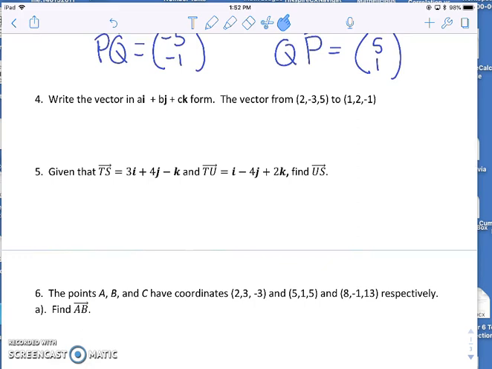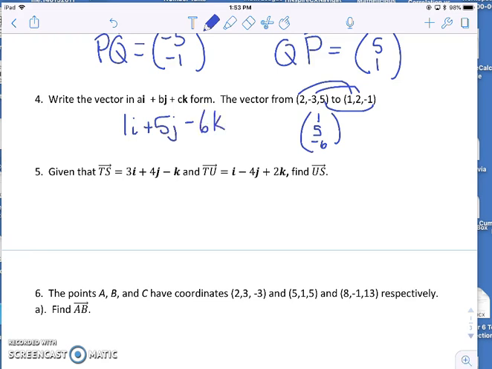Number 4, write the vector in unit vector form. So we have to figure out what our vector is. So 2 to 1, so we go down 1. Negative 3 to 2, we go up 5. And then 5 to negative 1, we go down 6. So it would be 1i plus 5j minus 6k.